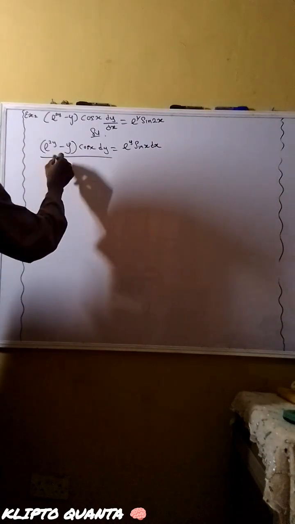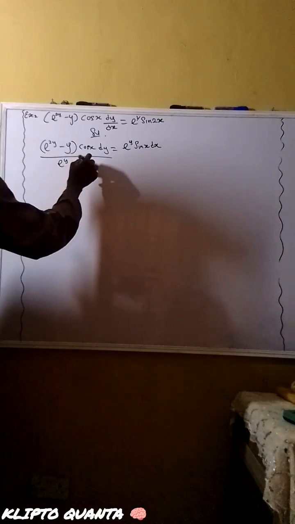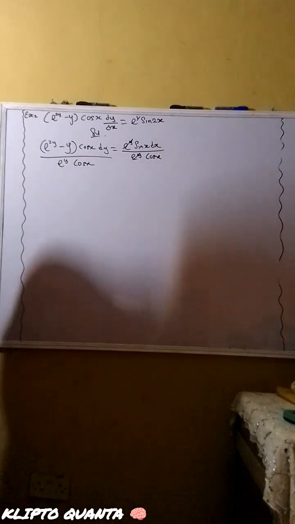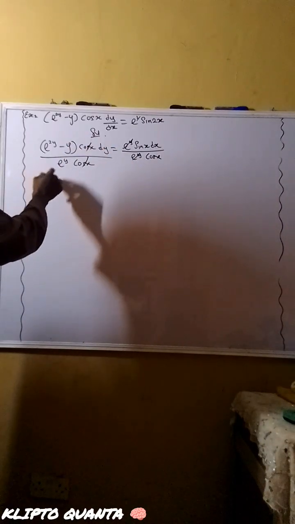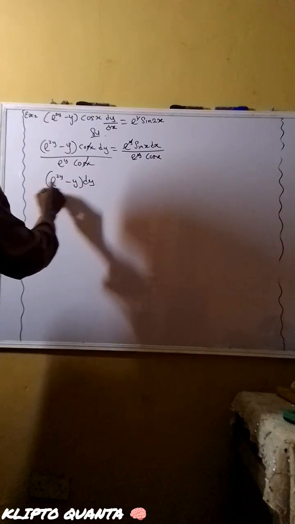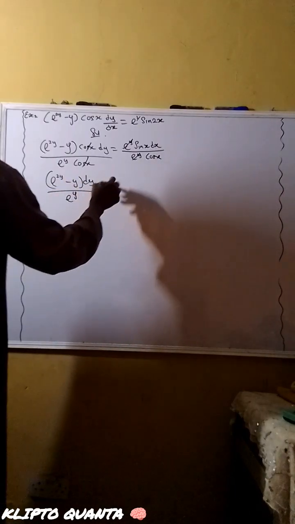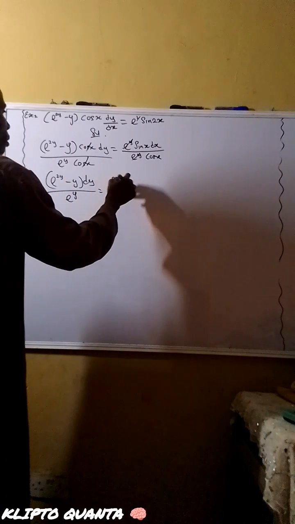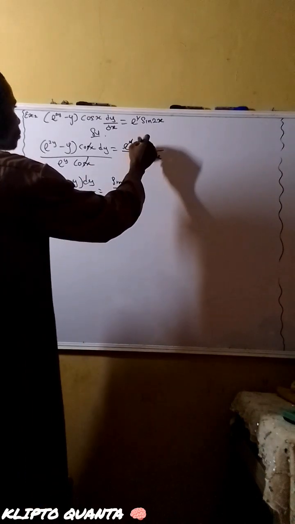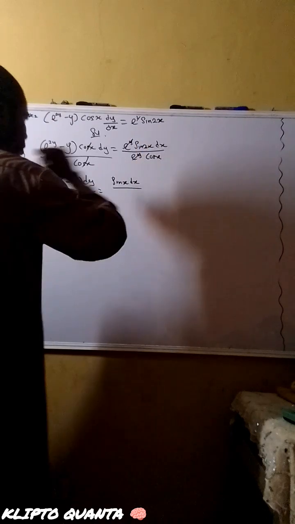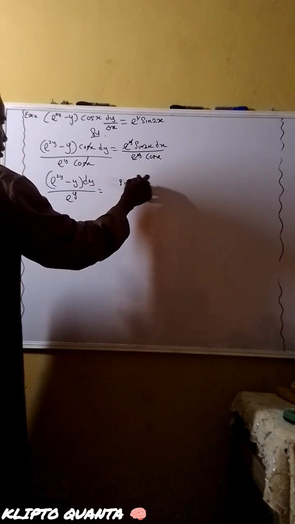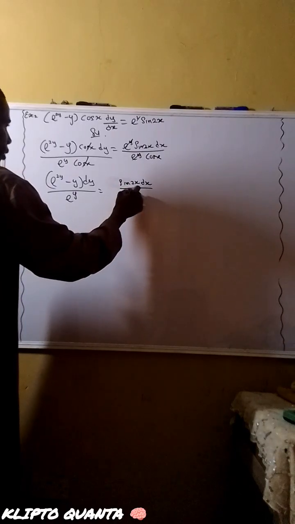Then what do we do? We divide this by e raised to power y cos x over e raised to power y cos x. This cancels out this, right? And this cancels out this. So you are left with e raised to power 2y minus y, dy over e raised to power y equals sin 2x dx over cos x.